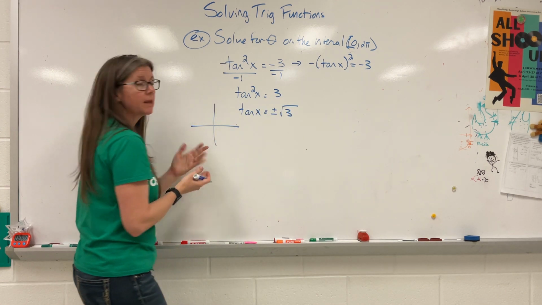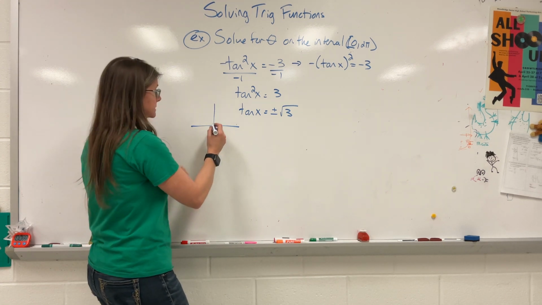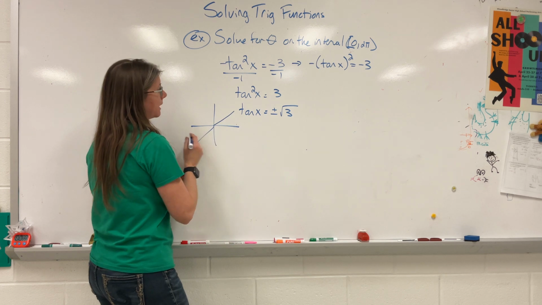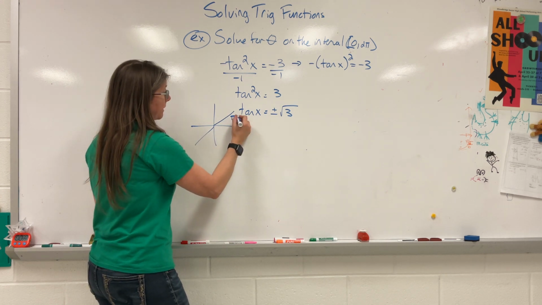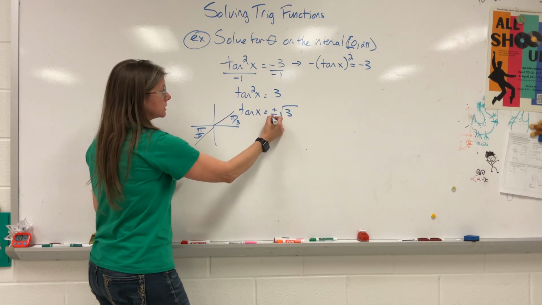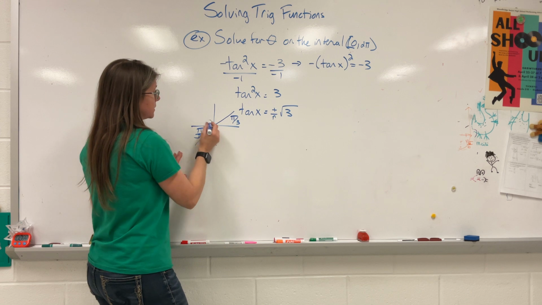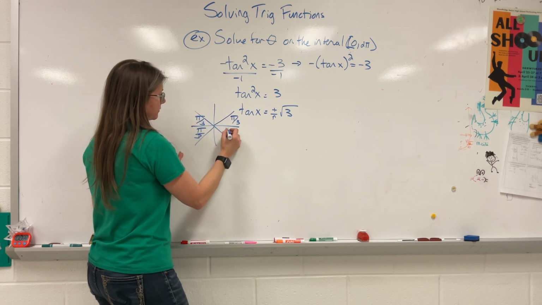Now, if I think about it, I do my little thing here, and I say, okay, well, where is tangent positive? So tangent would be positive here and positive here. Where is tangent radical 3? That's going to be pi over 3 here. It's pi over 3 here. But I also know that tangent is negative radical 3. So it's going to be pi over 3 here and pi over 3 here.